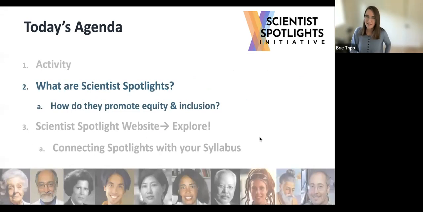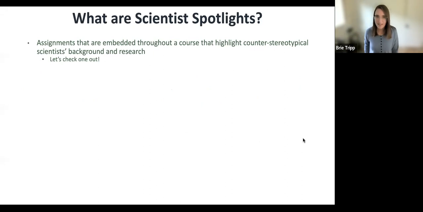So we're going to go over exactly what these Scientist Spotlights are and how they promote equity and inclusion. That's going to be followed by showing you some data that we collected at UC Davis regarding this project. So what exactly are these? These are assignments, and this may be some review to those of you that are familiar with it, that are embedded throughout a course that highlight counter-stereotypical scientist background and research.